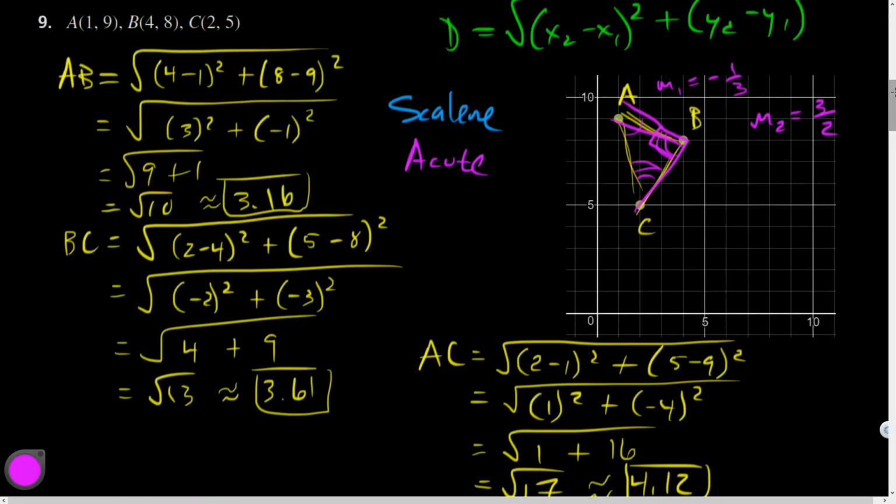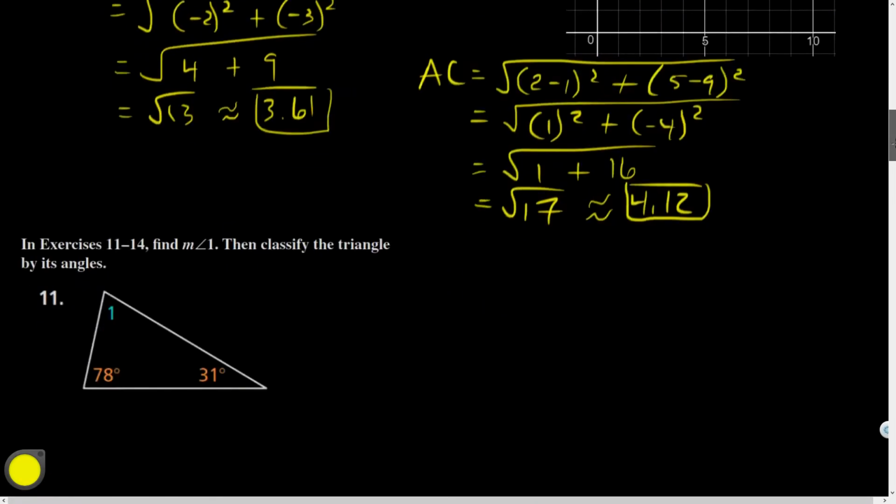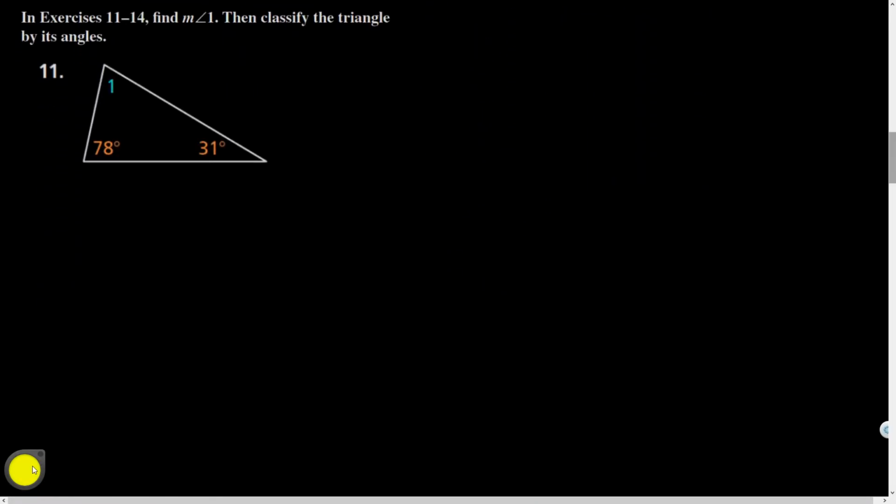All right, so that problem takes a little bit of time. It's just a lot of distance formula. I hope you guys liked all my arithmetic right there. So let's see, J-Dog, let's take a look at this.